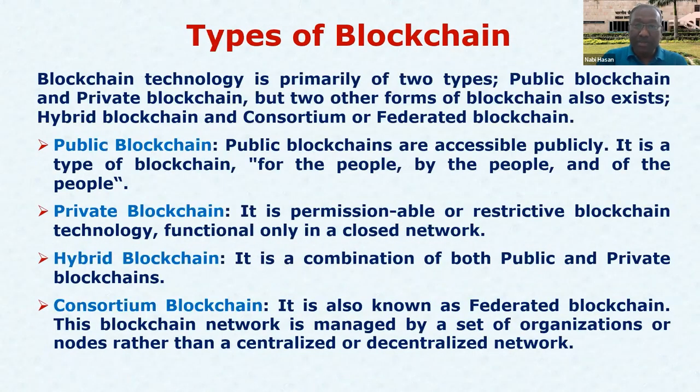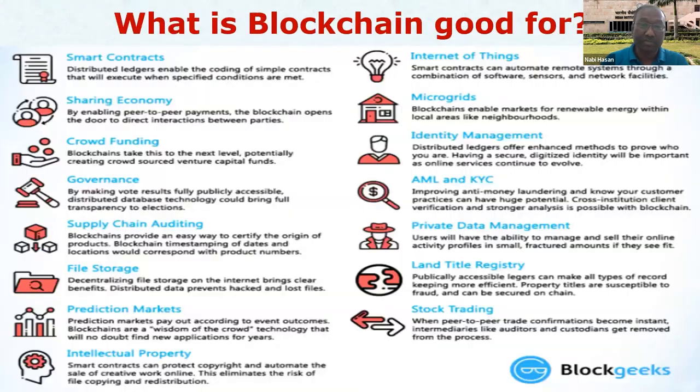Some of the types of blockchain include, primarily, two types, public blockchain and private blockchain, but there are two other types as well, which are hybrid blockchain and consortium blockchain.